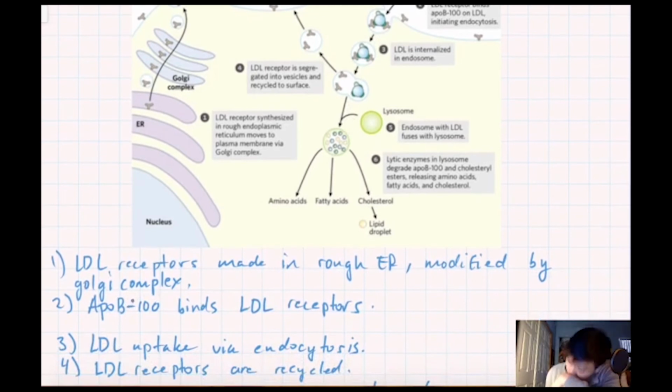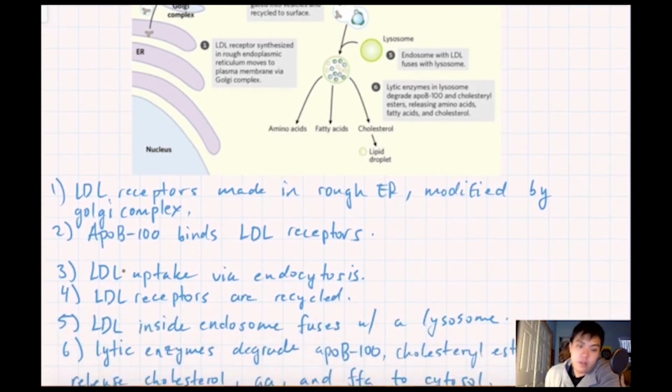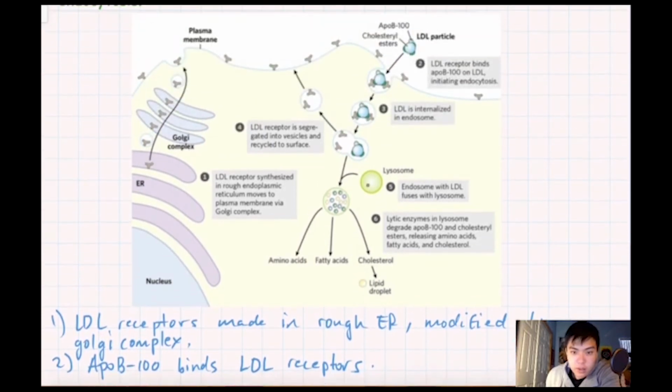Okay, so then we said this earlier, right? Our ApoB100 will bind to these LDL receptors, and then your endocytosis occurs. And then step 4, LDL receptors are recycled. Once this enters, your receptors are going to part off from your LDL, and they're going to surface back up to the cellular membrane and be reused.